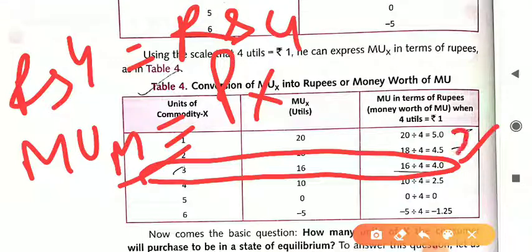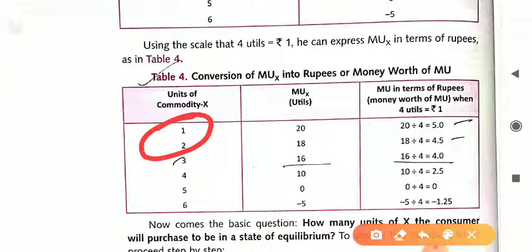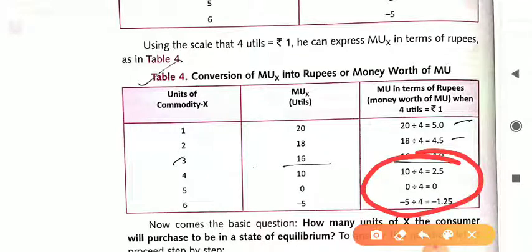In the first and second commodity we are in surplus. The first and second represent that the consumer is in a surplus situation, because he is getting rupees 5 and 4.5 utility. Below this point, at the fourth, fifth and sixth commodity, the consumer is at a loss, because by spending rupees 4 you are getting rupees 2.5 utility, 0 rupees utility, or negative utility. So no consumer will go to these points, because by spending rupees 4, if I am getting utility of 0 or of rupees 2.5, there is no benefit. So 3 is the point of equilibrium.